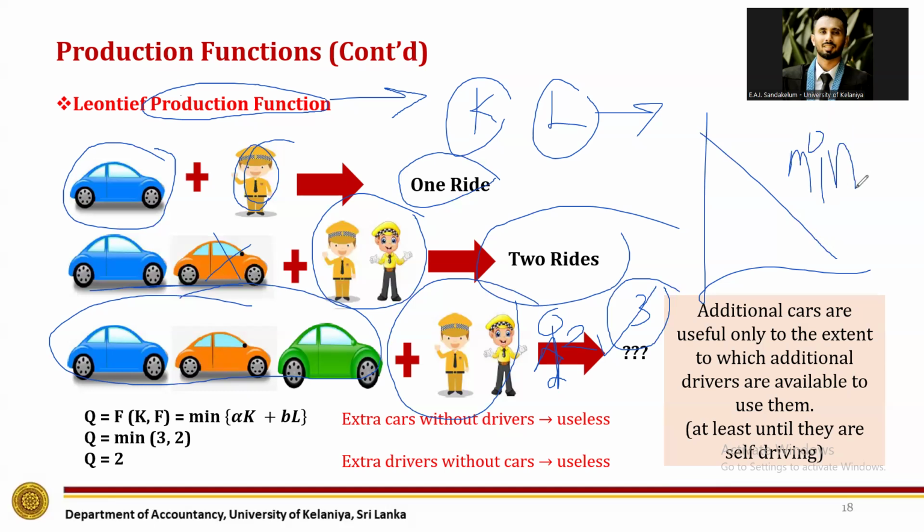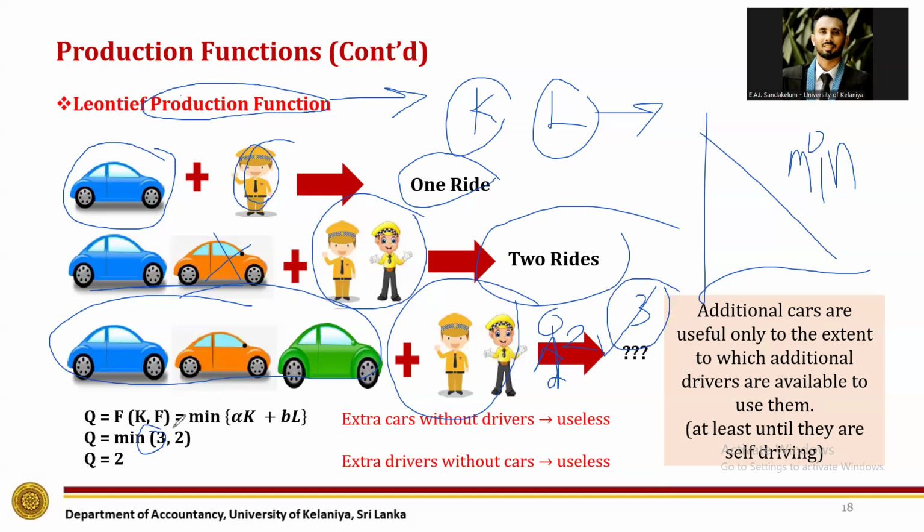The minimum must exist in both. If there is no minimum criteria in both capital and labor, we cannot proceed with the Leontief production function. Come to this one. So this means delta K capital and the labor. So how many capital do we have?